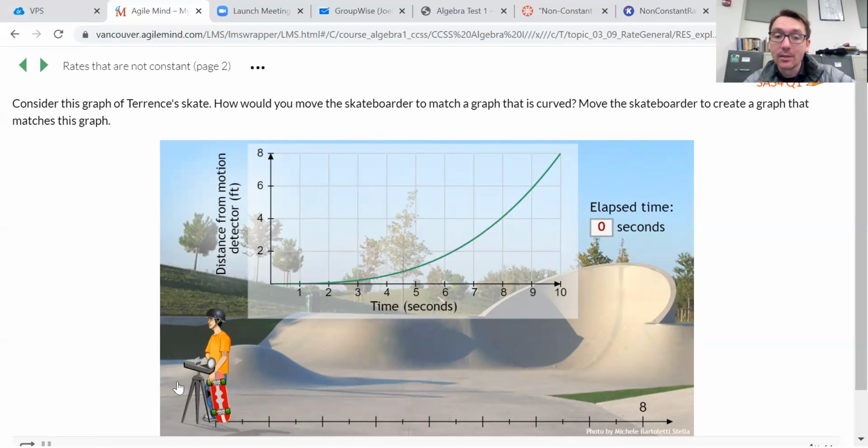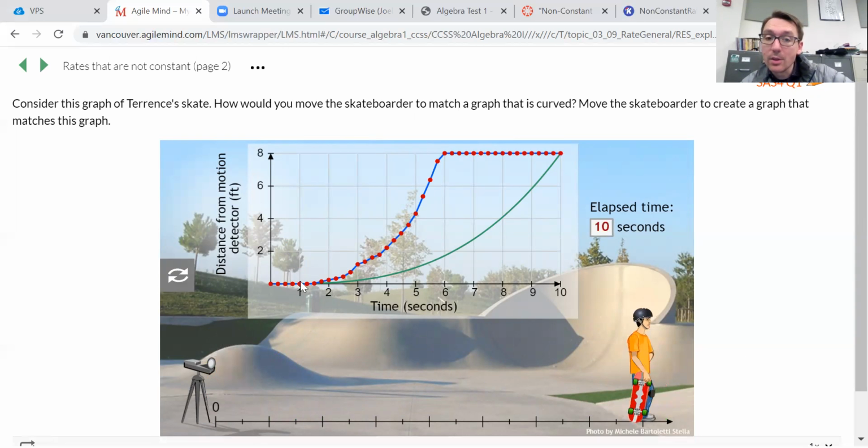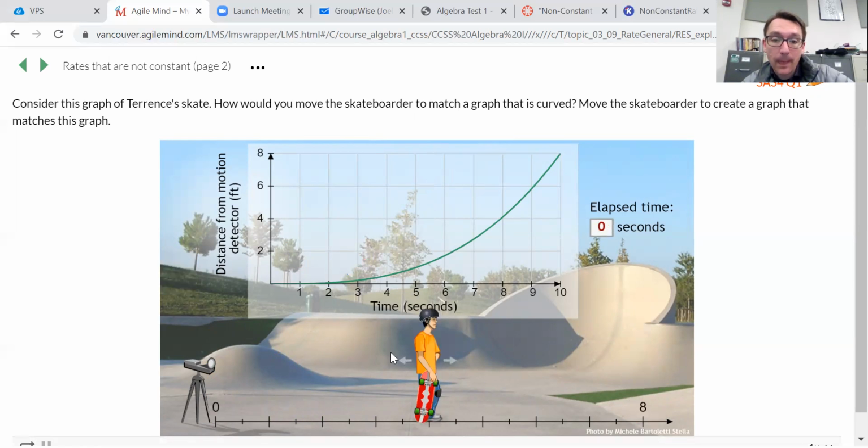He starts here, starts out really slow, faster and faster and faster. Looks like I went too fast, didn't I? But you can see he starts out slow and goes faster and faster. So let's see if we can do that again. Slowly.